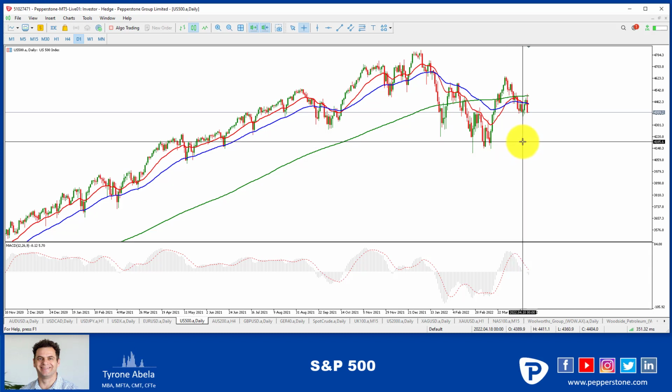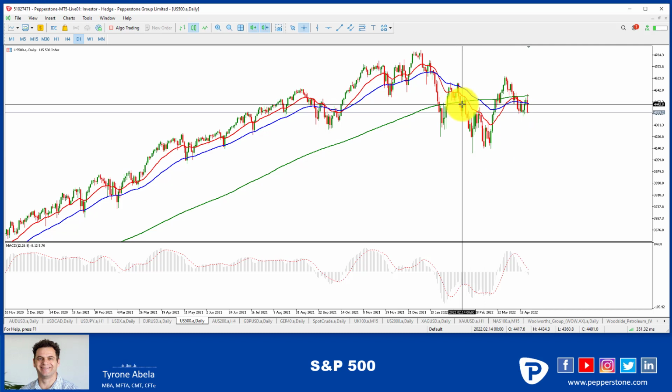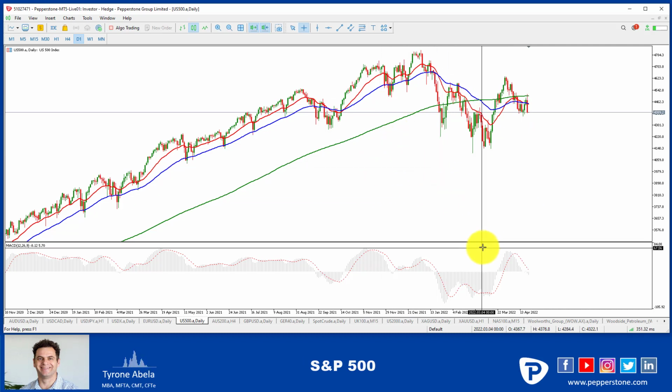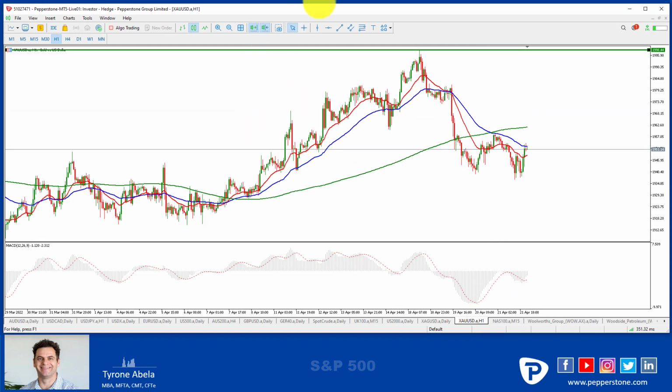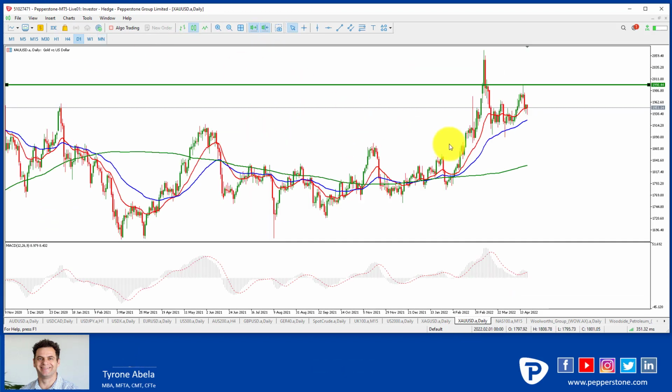So yeah, very interesting trade, that one. But look, it's playing exactly like we would want it to, so I'm not really concerned about that. All right, let's move over to gold. We'll cover this one quickly.